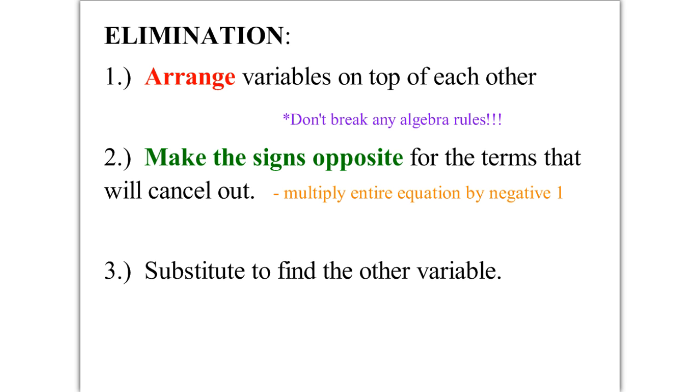The next thing you're going to do is make sure your signs are opposite for the term that's going to cancel out. Like in one equation, you might have a 3x, and below it you might have a 3x. To get those to cancel out, you're going to want to make sure that those signs are opposite. And we might want to multiply by -1 to do that. And then, just as we've done in substitution, you're going to substitute to find the value of the other variable.